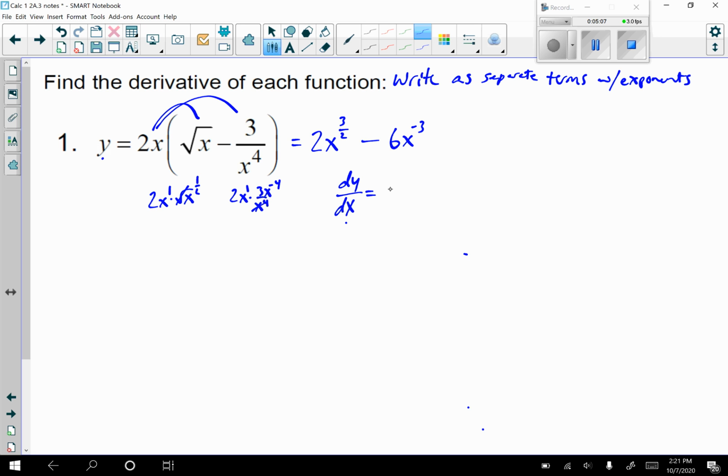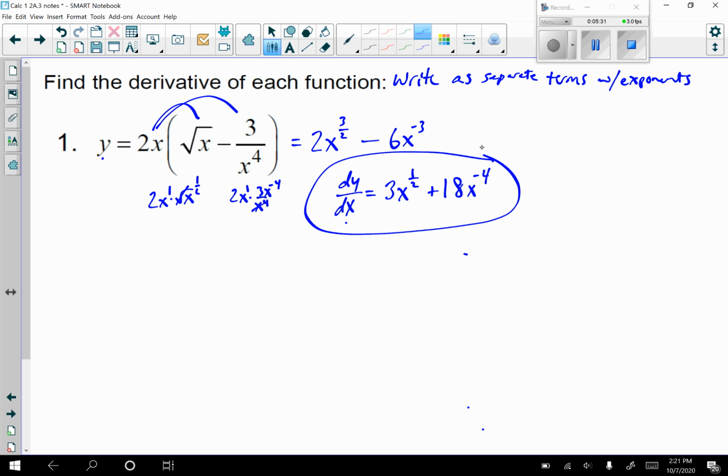3/2 times 2 is 3, and subtract 1. 3/2 minus 1 is 1/2. Be able to subtract fractions real quick. Next one, multiply the negative 3 out front, we get plus 18. Make sure you multiply that negative. Plus 18 and subtract 1. Negative 3 minus 1 is negative 4. We're done. You can leave your answer like this too.